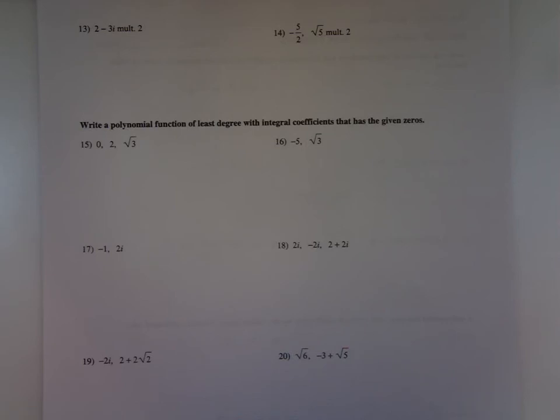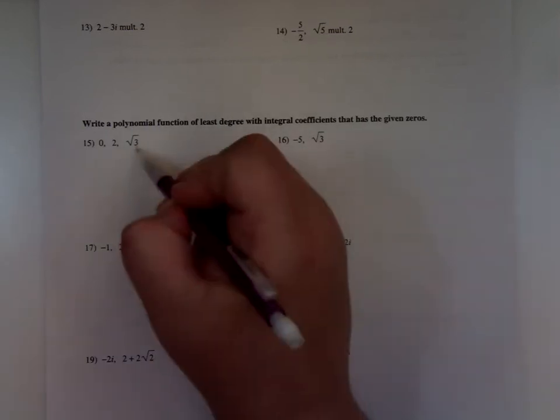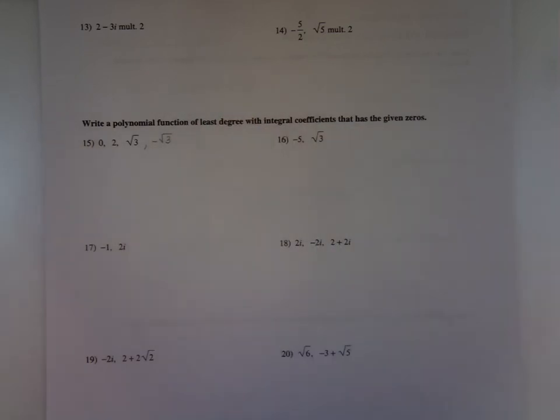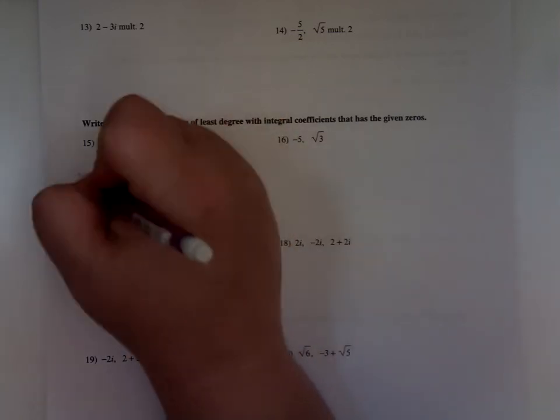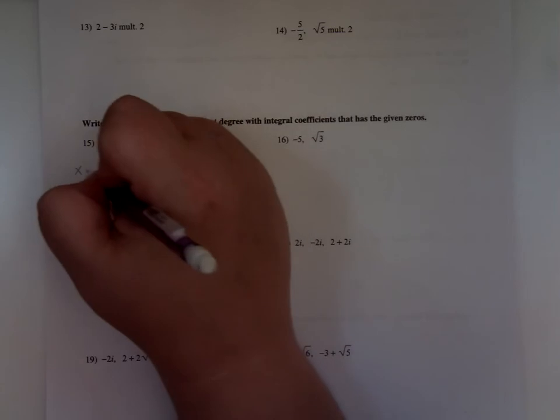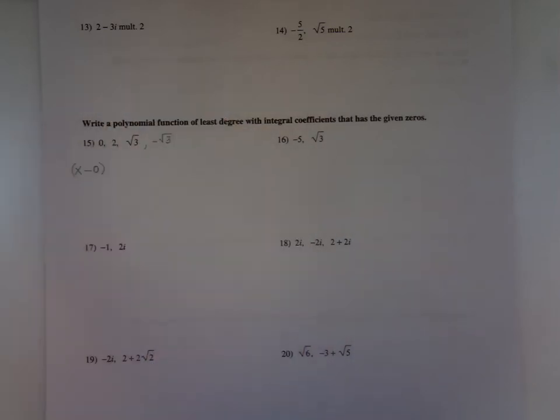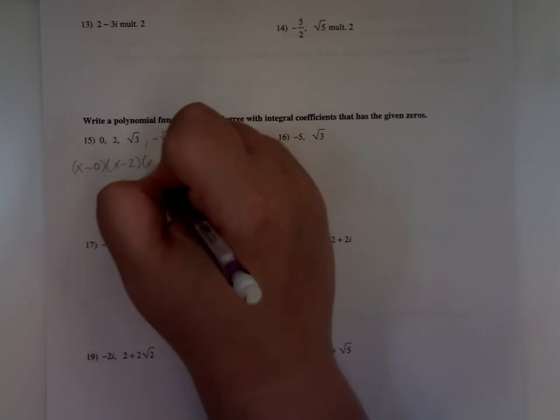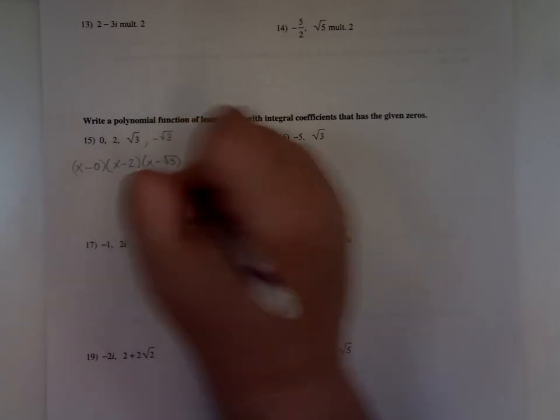So we know that if root 3 is a 0, minus root 3 must also be a 0. So we have to include that before we do anything. So we've got x minus 0 as a factor. I'm going to write it like that for now. x minus 2, x minus root 3 and x plus root 3.